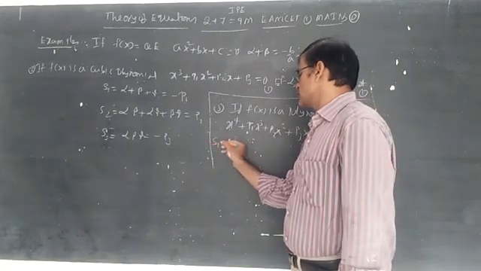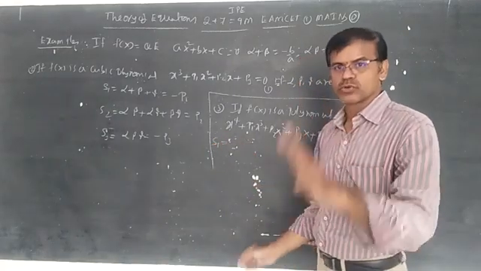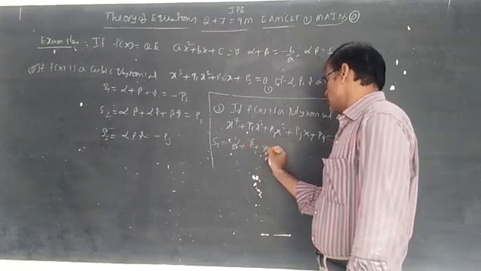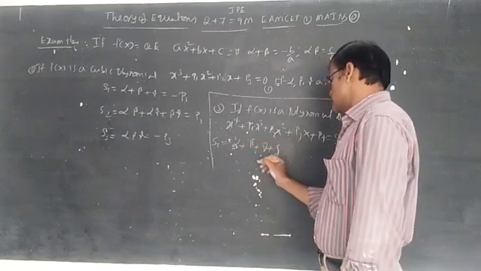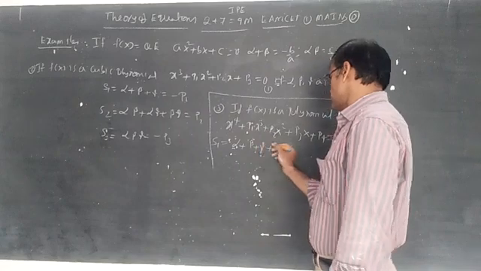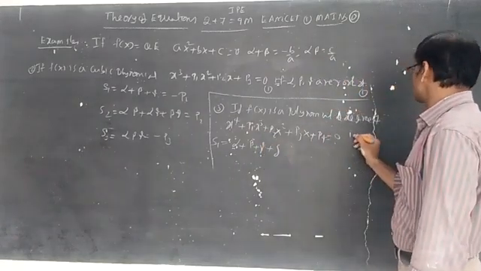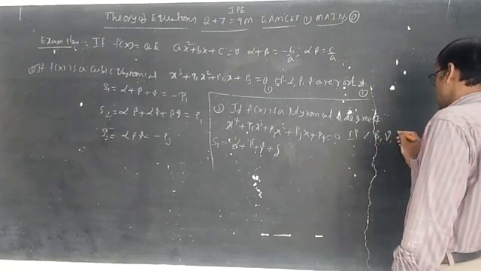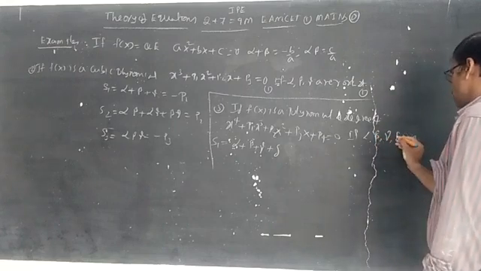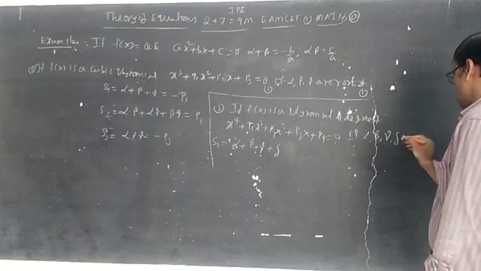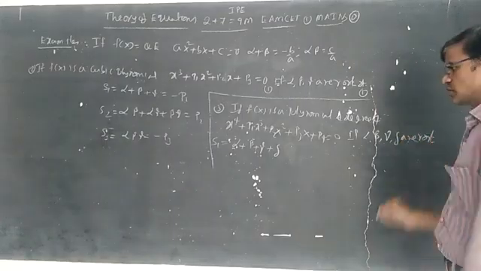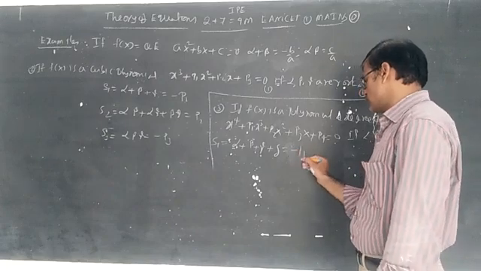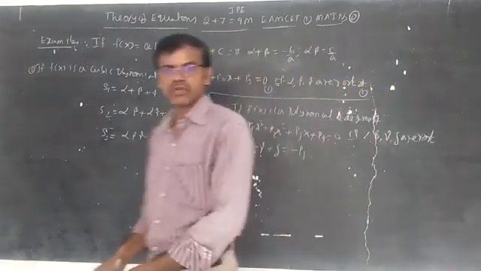Now here S1 means here there are 4 roots. So you can write alpha plus beta plus gamma plus delta. If alpha, beta, gamma, delta are roots of this equation, then alpha plus beta plus gamma plus delta is the sum of roots, here minus P1.